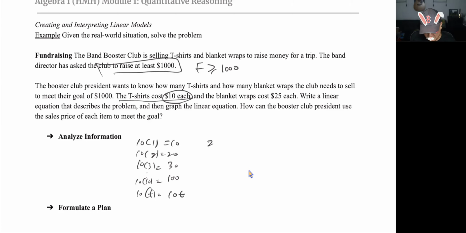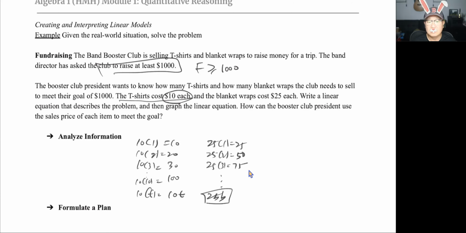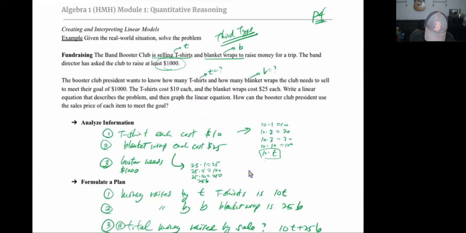And same thing with a blanket wrap. If it's $25, you sell one, it's 25. You sell two, it's 50. You sell three, it's 75, and so on. If you sell B of them, that's the amount of money that you make there. Right? Exactly. So the sum of these, when you add them up, has to add up to the funding. Is that making sense? So when you do that, this is what I have.